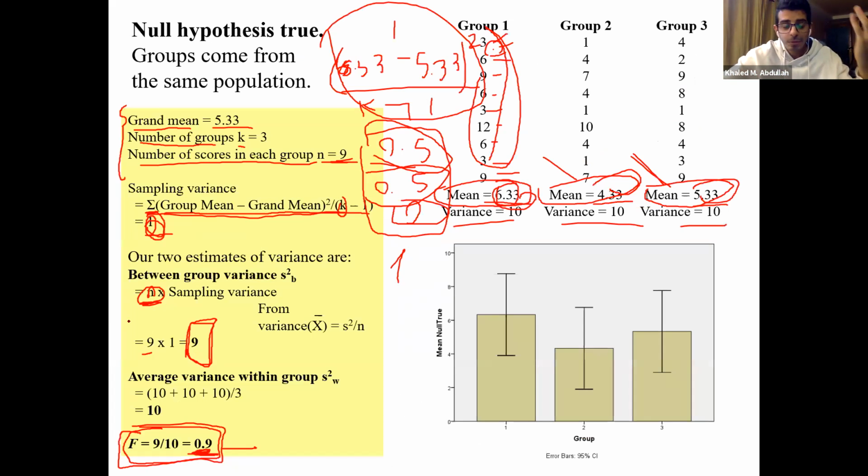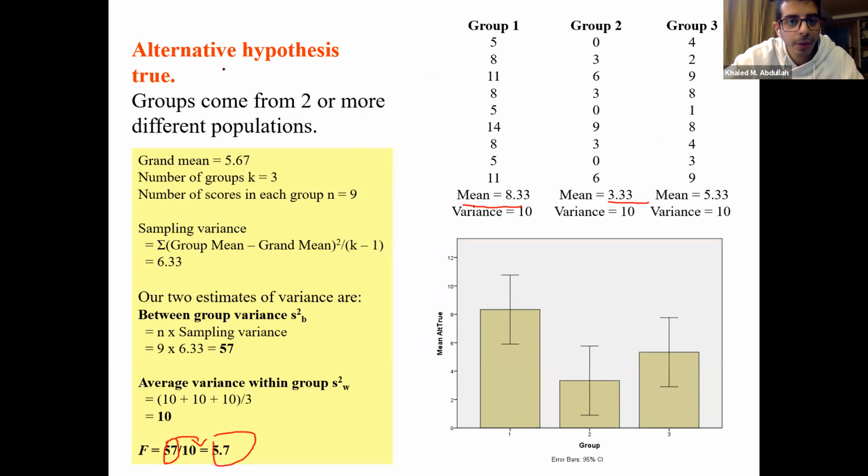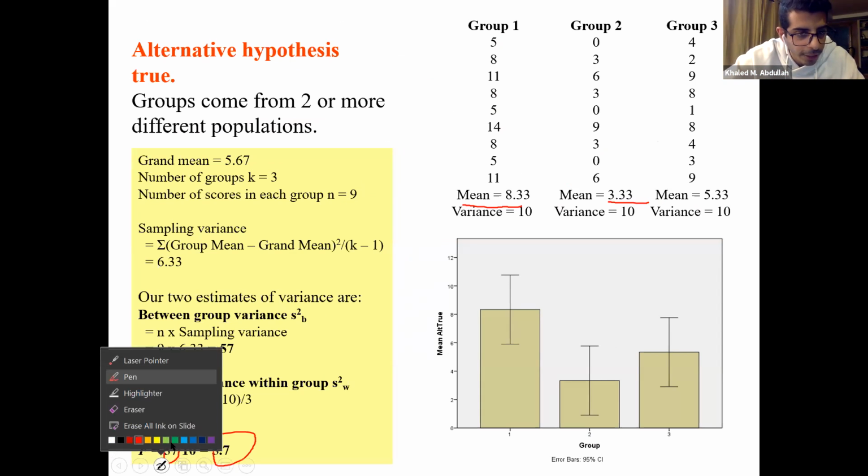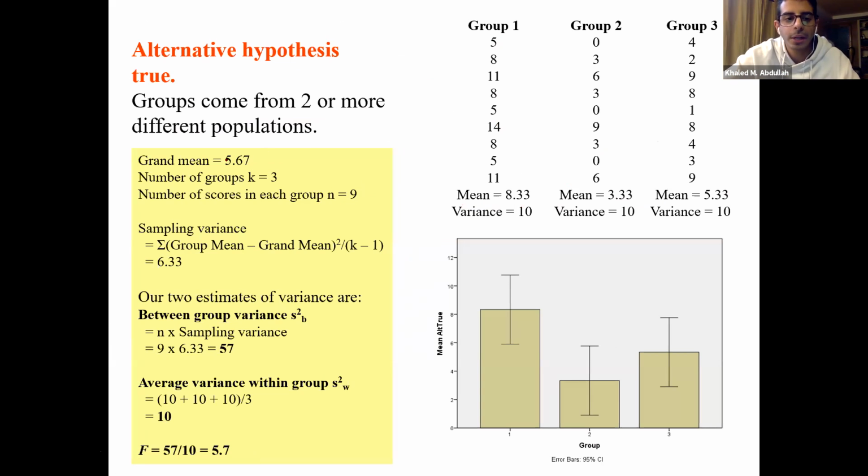Okay. So now let's do the same exact example, but with different numbers. Let me erase all the ink. Our grand mean: you take this mean and this mean and this mean, add them together, and divide by 3. You get this grand mean, 5.67. Number of groups, we have 3, so our k is 3.